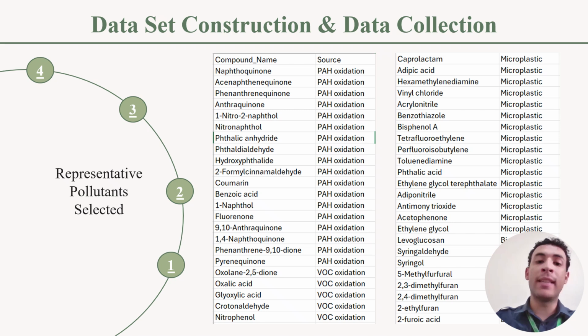For the next step, after reviewing the literature, I manually curated representative compounds and assigned them into 5 pollutant classes: PAH oxidation, VOC oxidation, microplastic-related compounds, biomass burning markers, and PFAS compounds. Each class contains molecules with different structures, polarity, molecular weights, and functionalities. This diversity was important because the machine learning model needed to learn meaningful chemical differences between pollutant sources. In total, the final dataset contained 87 compounds.